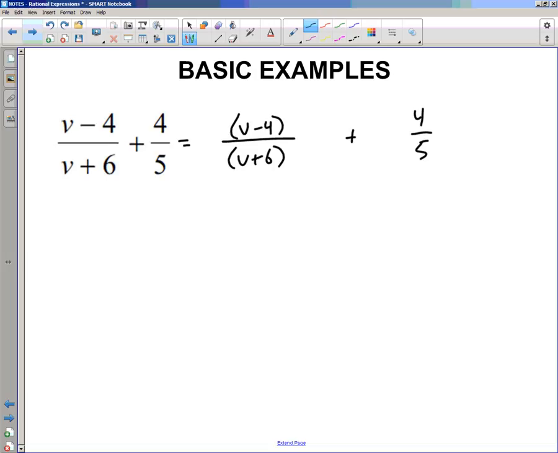So let's look at our denominators. I've got a v plus 6 here. Looking over at the other denominator, and notice that we are missing a 5, so I'm going to need to multiply by 5 top and bottom. Now it's got everything that the other denominator has.